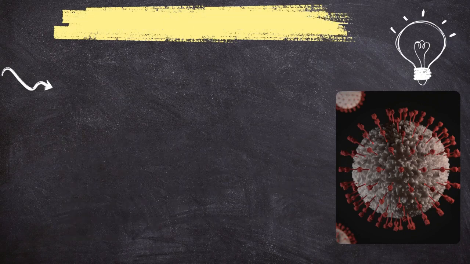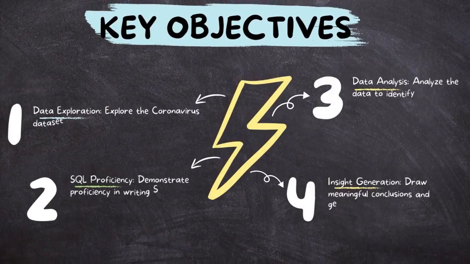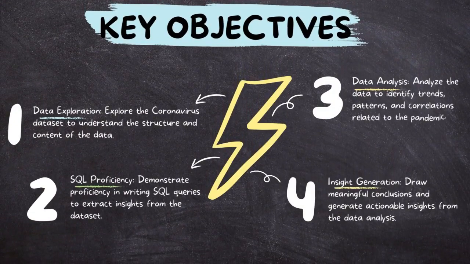These are the four key objectives of the presentation. First one is data exploration. We will explore the coronavirus dataset to understand the structure and content of the data. Second one is SQL proficiency. We will demonstrate proficiency in writing SQL queries to extract insights from the dataset. Third one is data analysis. In this we uncover trends, patterns, and correlations within the data to deepen our understanding of the pandemic's dynamics. Fourth one is insight generation. We draw meaningful conclusions and actionable recommendations from the data analysis.